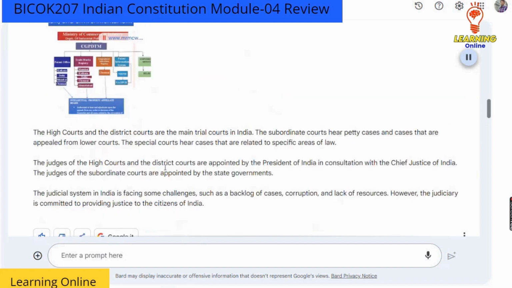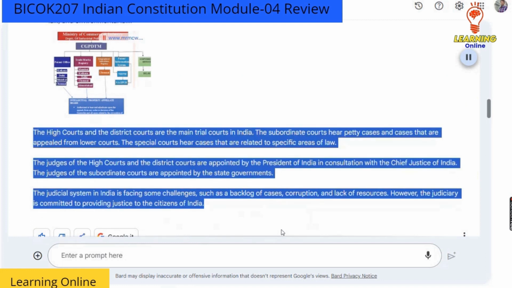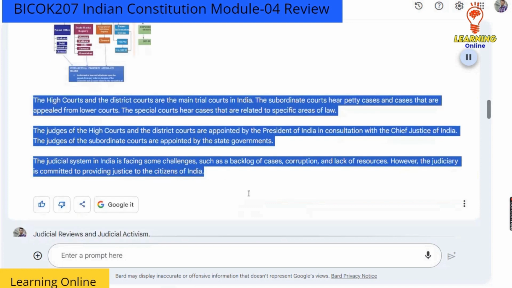The High Courts and the District Courts are the main trial courts in India. The subordinate courts hear petty cases and cases that are appealed from lower courts. The special courts hear cases that are related to specific areas of law. The judges of the High Courts and the District Courts are appointed by the President of India in consultation with the Chief Justice of India. The judges of the subordinate courts are appointed by the state governments.